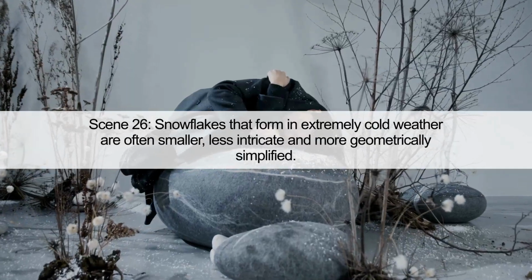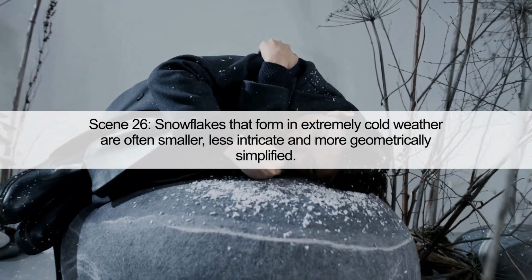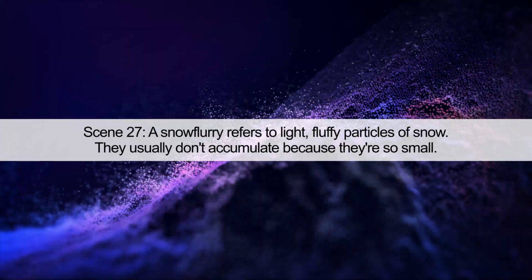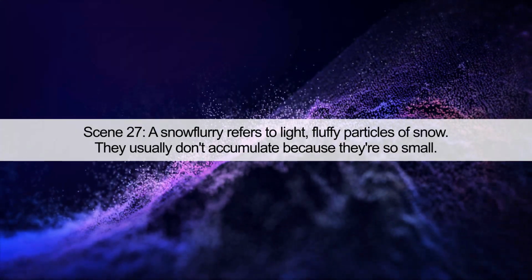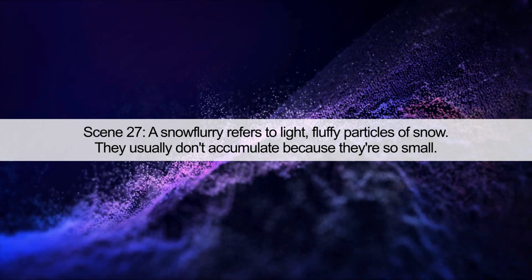Snowflakes that form in extremely cold weather are often smaller, less intricate, and more geometrically simplified. A snow flurry refers to light, fluffy particles of snow. They usually don't accumulate because they're so small.